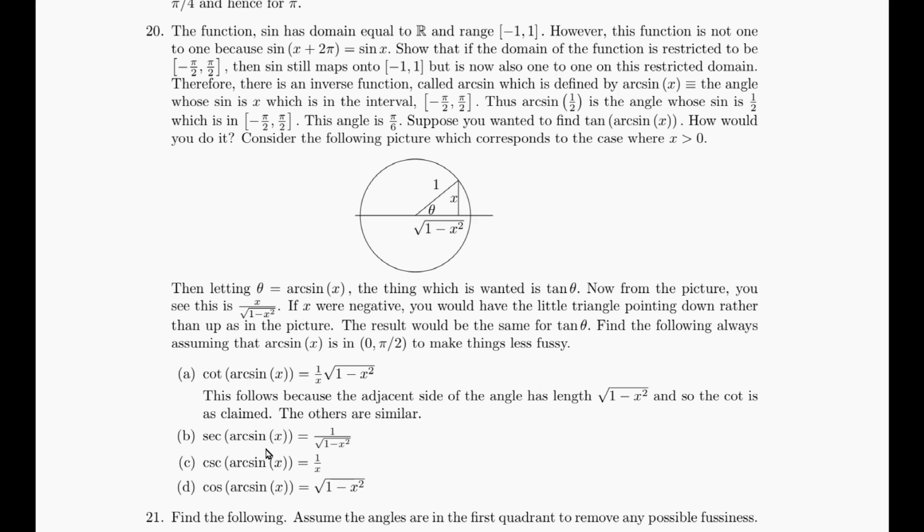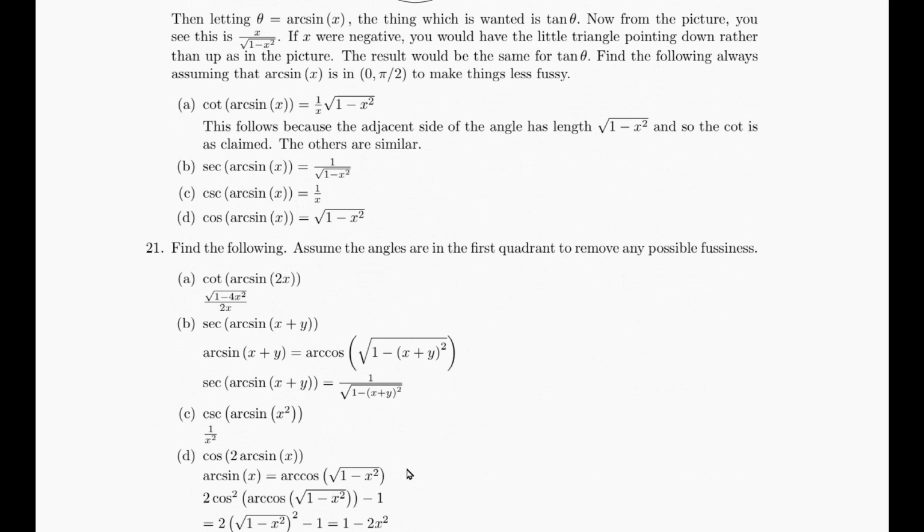All right, what's the secant of the arcsine? Well, you know, that's 1 over the cosine. What is the cosine of the arcsine of x? Square root of 1 minus x squared. So that would be 1 over the square root of 1 minus x squared. And similarly, cosecant of arcsine of x is 1 over x. Cosine of arcsine of x is square root of 1 minus x squared. Okay, assume the angles are in the first quadrant. I don't want fussiness.